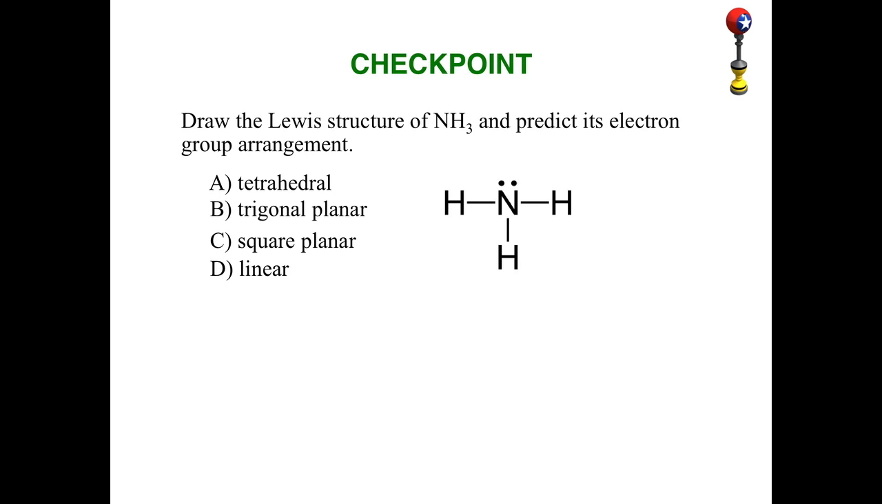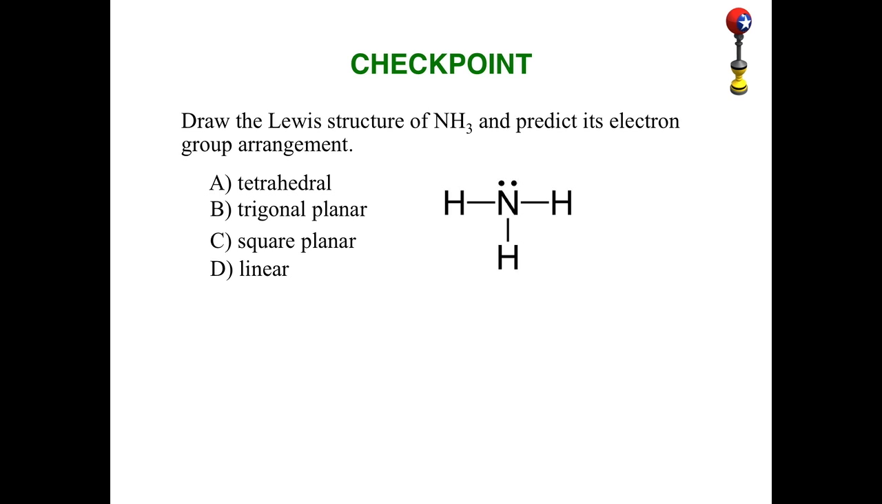Hopefully you were able to draw the Lewis structure for NH3, and it should look something like this. And from this, how many electron groups does NH3 have? It has 1, 2, 3 single bonds, and 1 lone pair. So that gives it 4 electron groups. If something has 4 electron groups, what is the arrangement of its electron groups? Okay, so far we've learned about 2, 3, or 4 electron groups already.